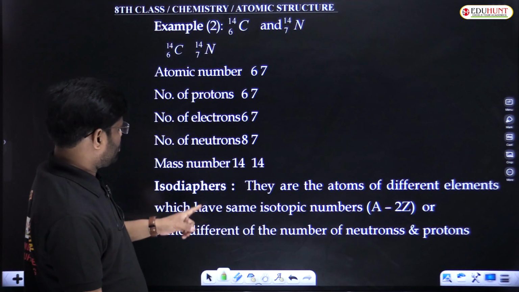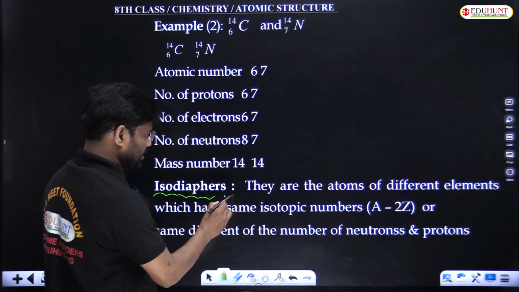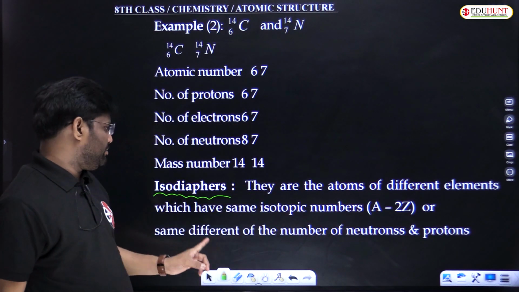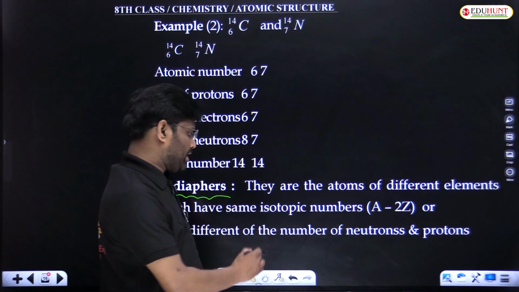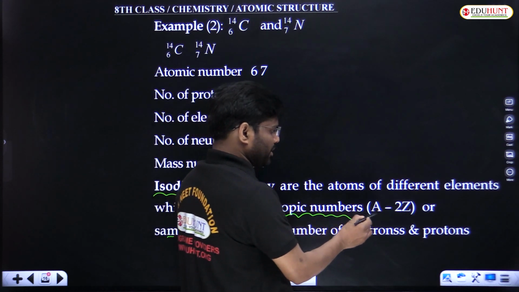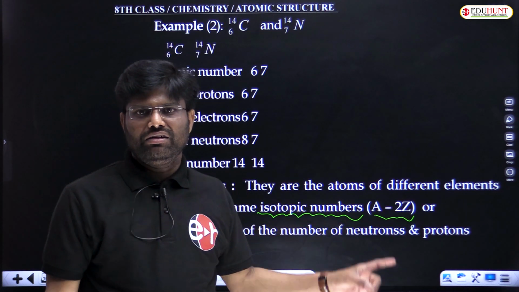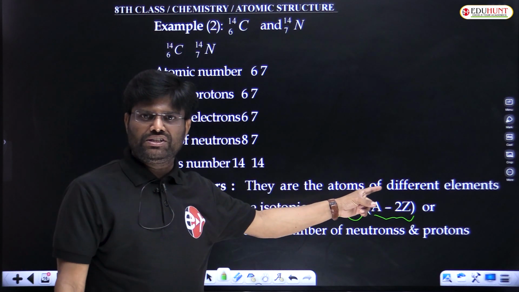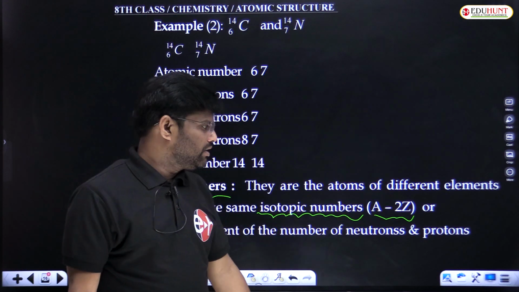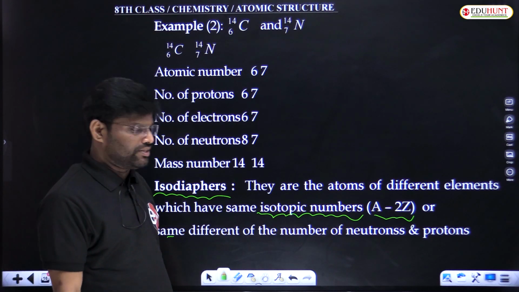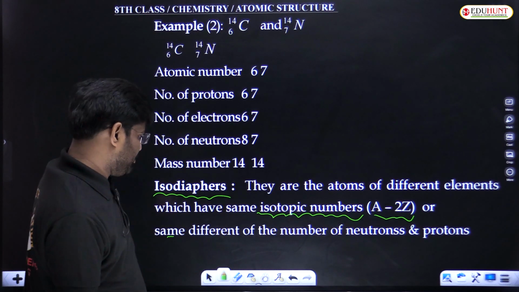Next, isodiaphers. Isodiaphers are atoms of different elements that have the same isotopic number. This is important. Isotopic number is A minus 2Z. Yesterday I told you N minus P. A minus 2Z is coming from N minus P, neutrons minus protons. I also explained this before.